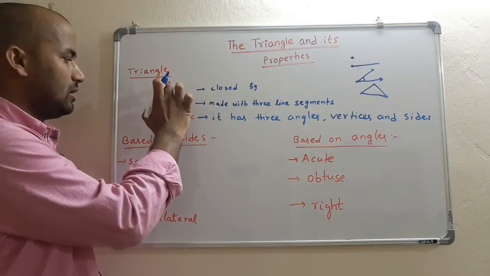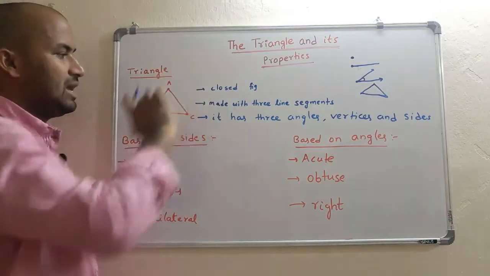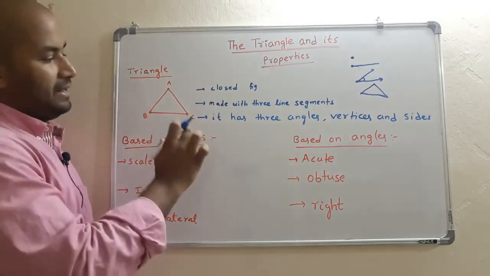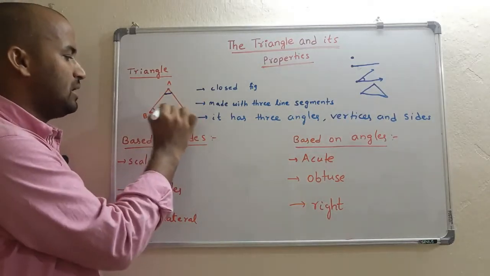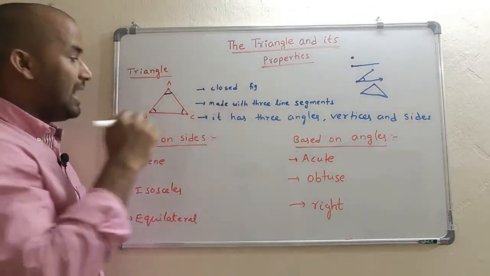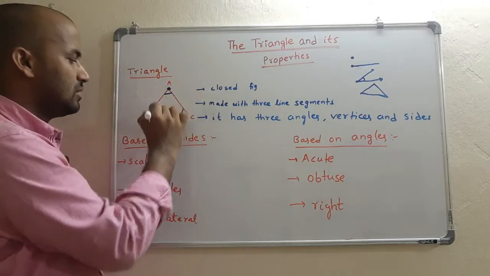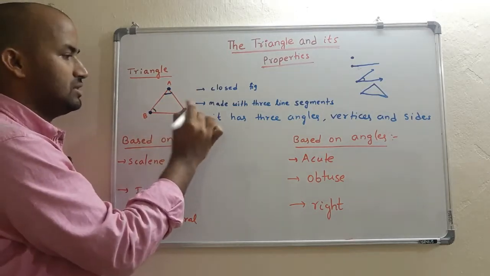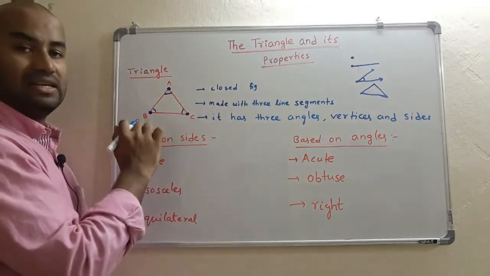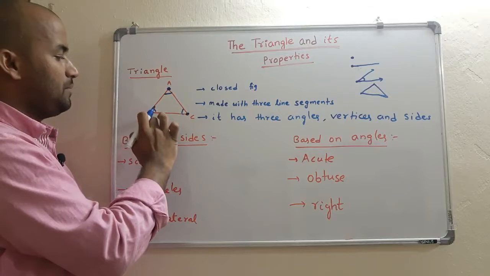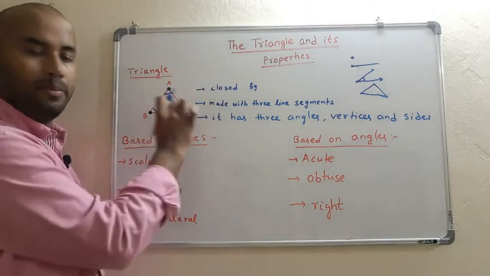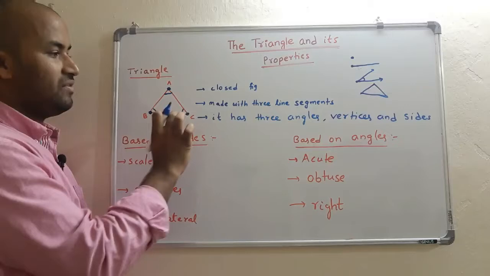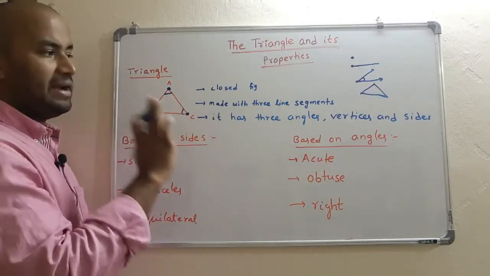Line segments AB, BC, AC. And this triangle has three angles: angle A, angle B, angle C. And three vertices. These three are called vertices. Three vertices and three sides, AB, BC, AC. A triangle is a closed figure made with three line segments. It has three vertices, three angles and three sides.